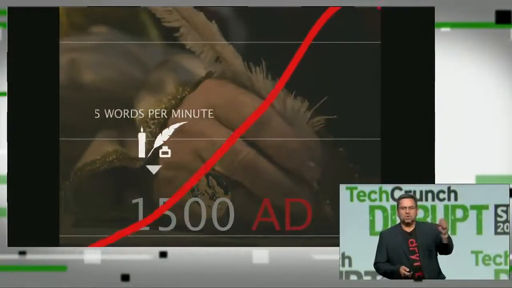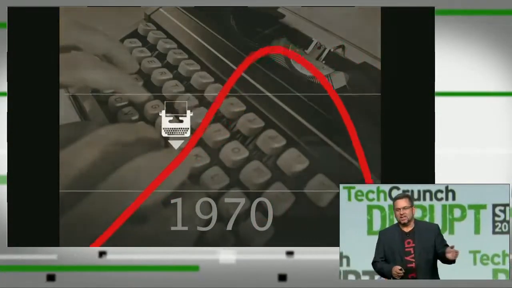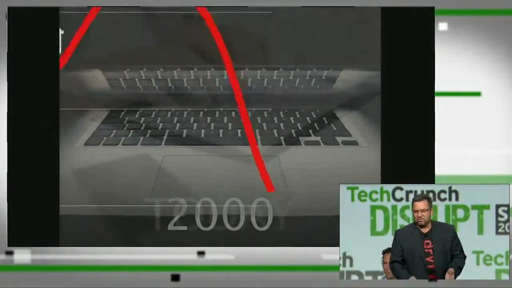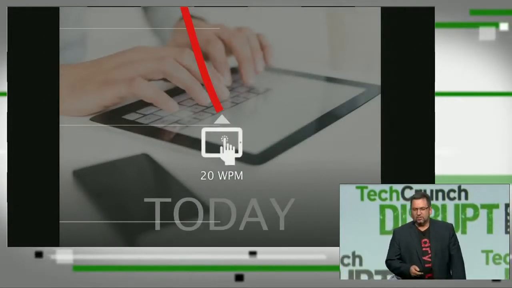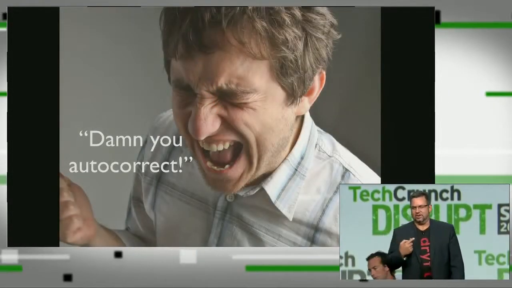I'll tell you, it's text input. We started out with quills and ink, and then we figured out how to make typewriters. Things got electronic with computers, and then we went downhill with tablets. If you've tried to type an email on your tablet, you've probably had this experience.